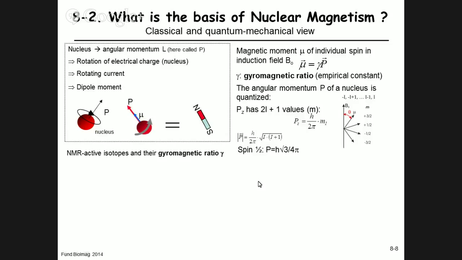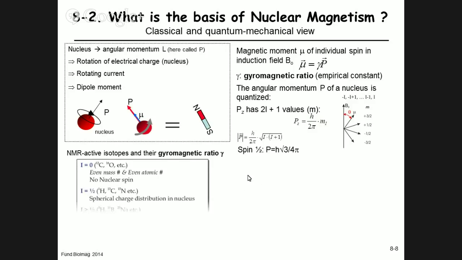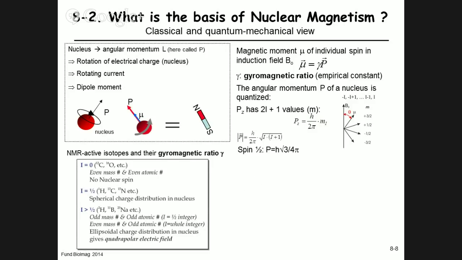So what kind of nuclei are NMR active, that is, have a non-zero magnetic moment? Well, we have some that have a zero magnetic moment. Carbon 12 is one. That is important in life sciences. Carbon is important. Well, 99% of the carbons have even mass, even atomic number. They have no spin. They have no angular momentum. So they're at spin zero. They're uninteresting for us. Oxygen is the same story, oxygen 16. Then we have spin 1/2, and those are the ones we're going to talk about in this course. That's protons, carbon 13, and nitrogen 15.